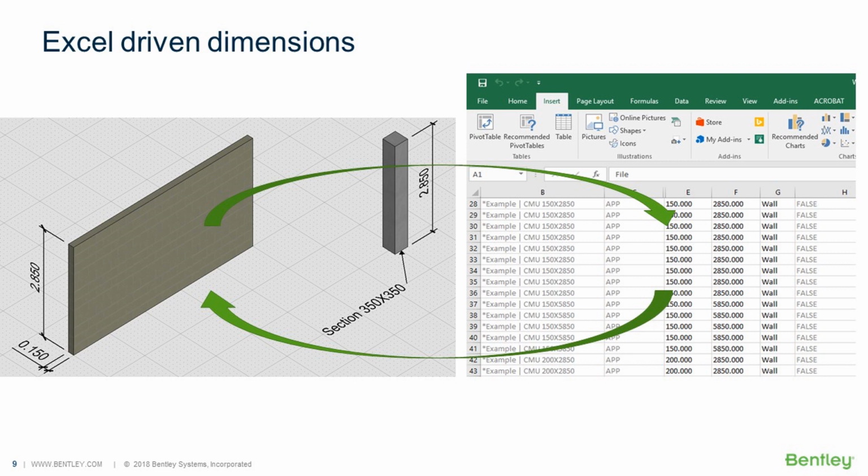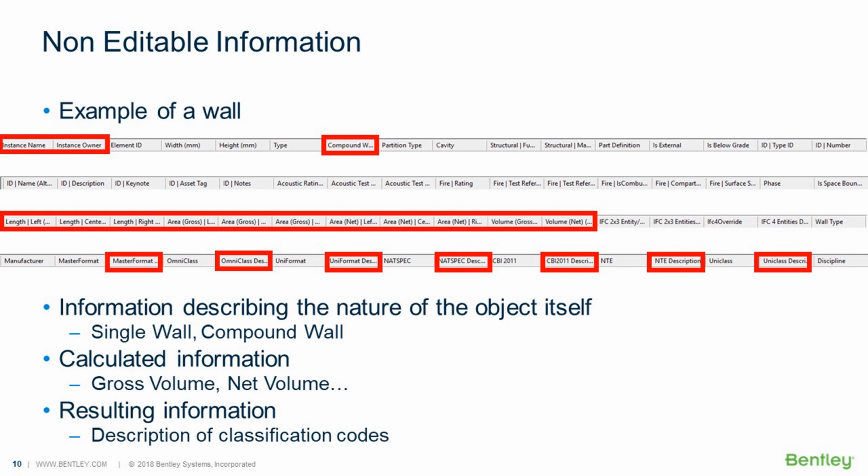For example, width, height, section, radius, which are entered by the user, are editable values. Logical information linked to an object or depending on the nature of the object itself can't be modified. For example, if a wall is compound and has various layers, it can take the single wall attribute. Calculated information such as surface, volume, is a result and can't be edited. The description of the standard codification such as master format, omniclass, uniformat is depending on the standard itself and is locked. It is said that such logical values can't be edited.